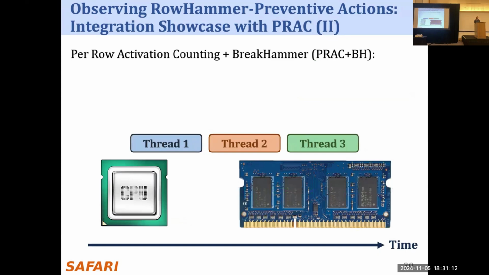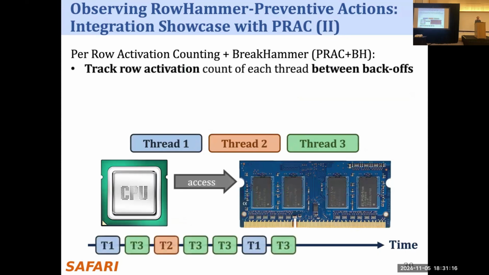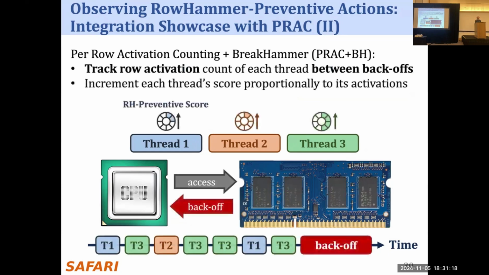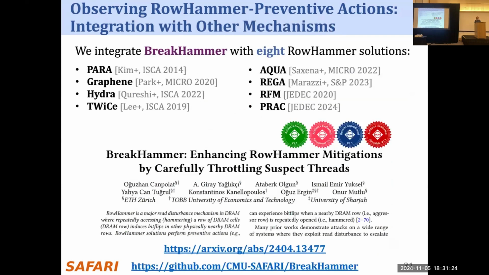When we integrate BreakHammer with PRAC, BreakHammer tracks the row activation count between backoffs, and when a backoff is triggered, similarly to PARA, it increments each thread's score proportionally to the number of activations each thread performed. BreakHammer is compatible with a wide variety of solutions, both in memory and in the memory controller, as we have seen. In our paper, we integrate BreakHammer with 8 state-of-the-art RowHammer solutions. I would like to refer you to our paper or our GitHub repository for their implementations and integrations.